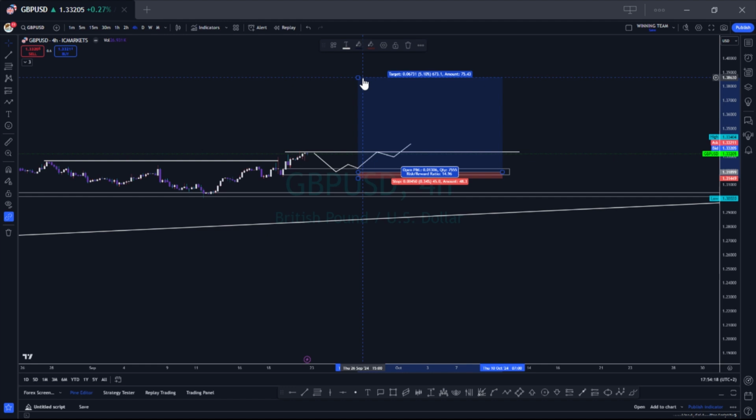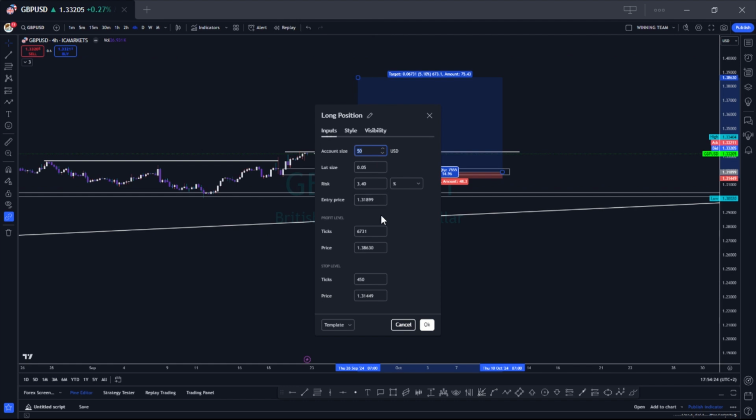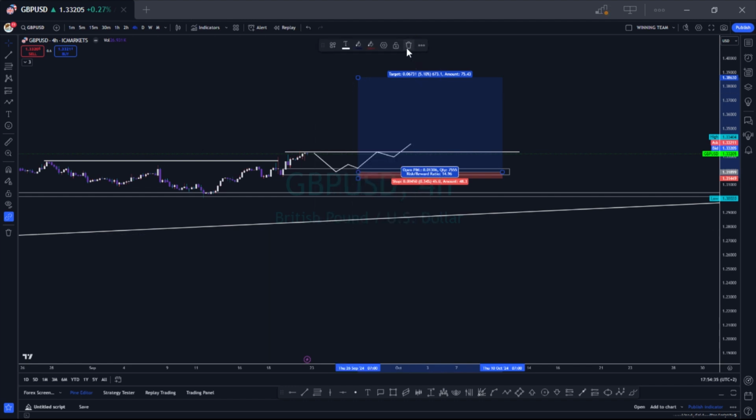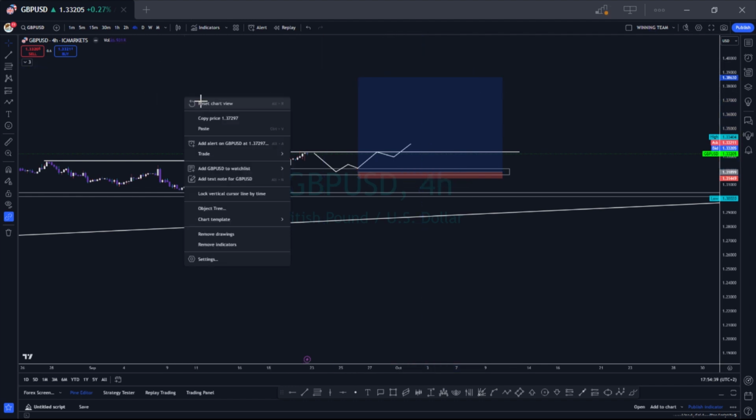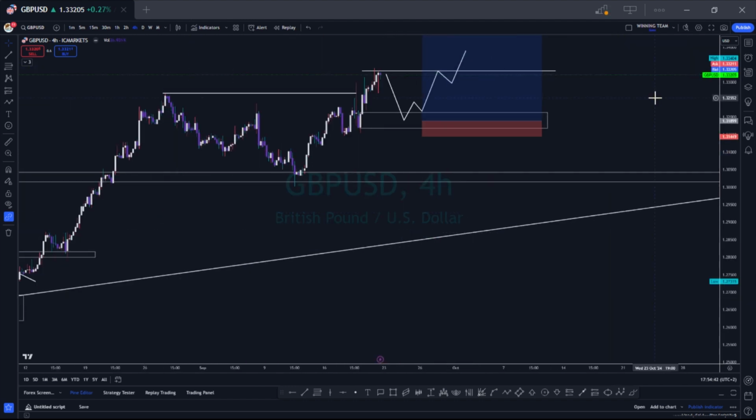Looking into these numbers on here, you can see we're going to have like 6,731 points or ticks, and then 450 ticks on the SL there. So the risk to reward ratio, guys, is going to be insane. It's going to be crazy. So I suggest that we look into this on this coming week for a bullish trade on GBPUSD.